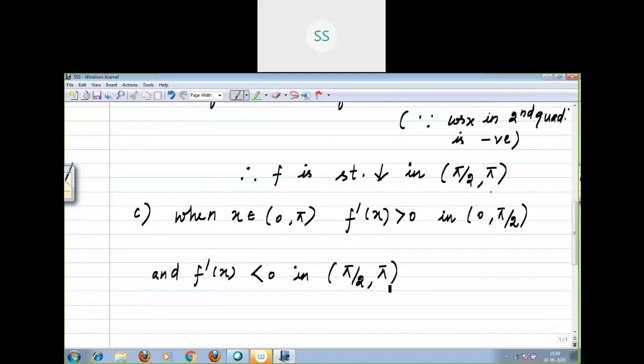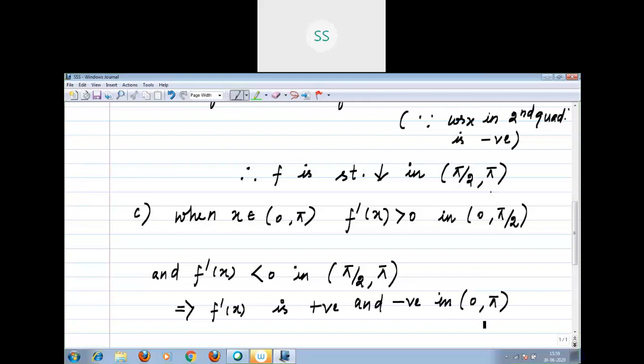Compare the subdivision of first and second. From there, what do you conclude? Which implies that f dash of x is positive and negative in the open interval 0 to pi. How am I saying positive and negative? From 0 to pi by 2, the function is positive. From pi by 2 to pi, the function is negative. That means we cannot conclude whether the function is increasing or decreasing.